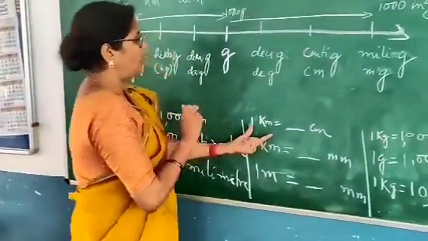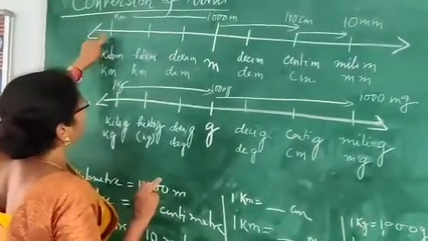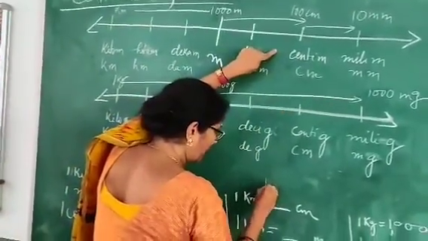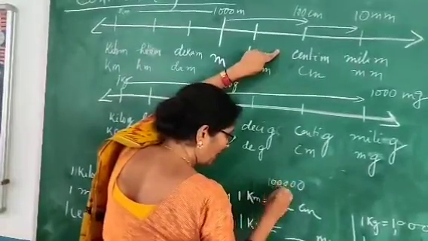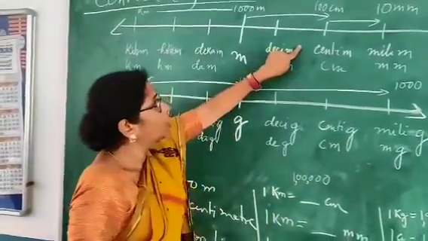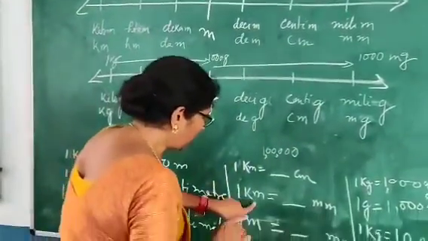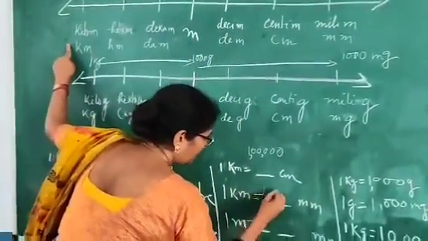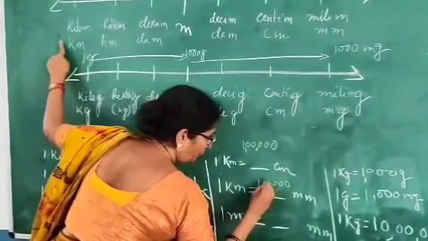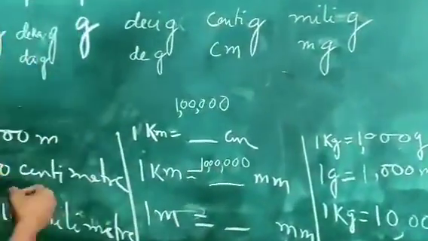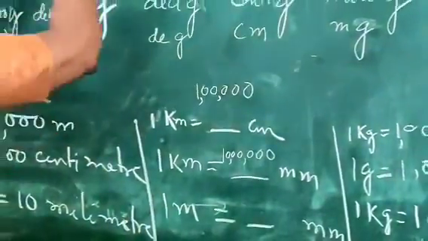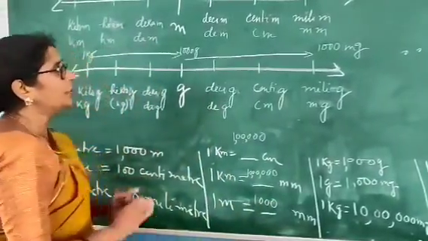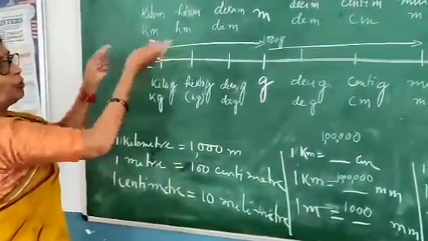How? 1 kilometer equals how many centimeters? 1 kilometer to centimeter: how many steps? 1, 2, 3, 4, 5. So you have to write 5 zeros, which means 1 lakh. Next, 1 kilometer to millimeter: again 6 steps, 1, 2, 3, 4, 5, 6, so 10 lakh. Now 1 meter to millimeter: how many steps? 3 steps, so 1000. I hope the conversion is very clear to you if you follow this method.